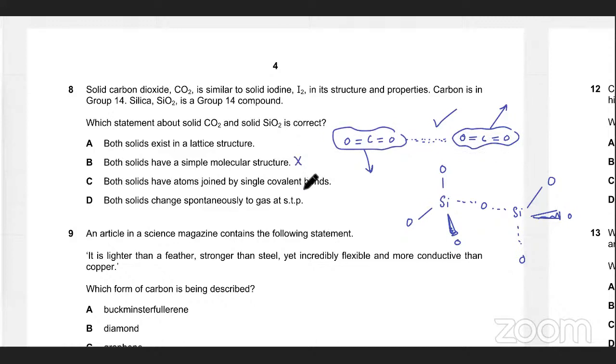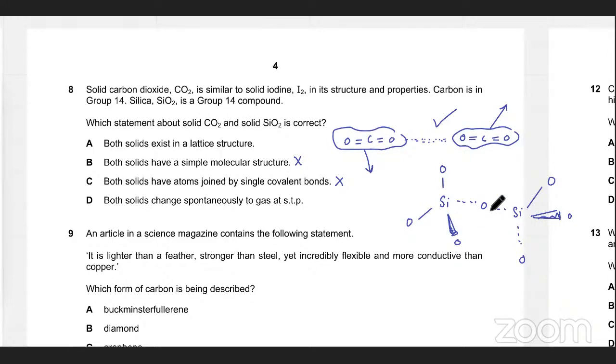Let's check the incorrect ones first, because that is simple molecular, this is giant covalent. Every atom is bonded to every other atom. Both solids have atoms joined by single covalent bonds. That's not true. You've got double covalent bonds over here. So this one is also incorrect. And both solids change spontaneously to gas at STP. This is sand, SiO2 is sand.